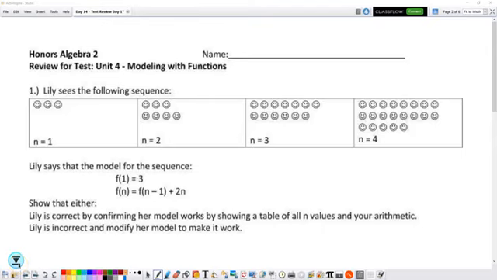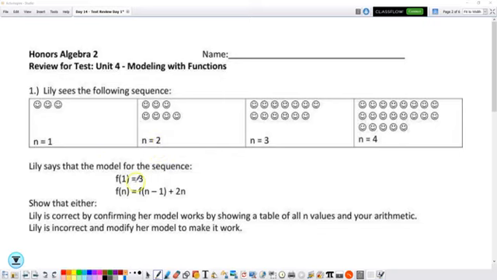This video is going to go through the review for our test on Unit 4, Modeling with Functions. Let's take a look at problem number 1. Lily sees the following sequence, and we can see there are smiley faces at different n values.